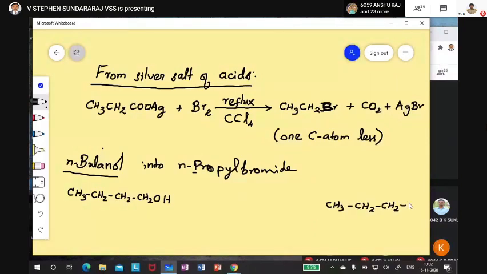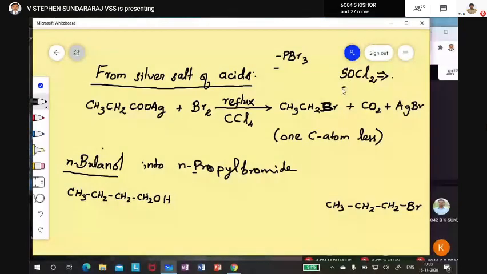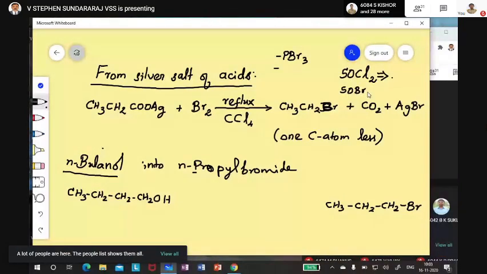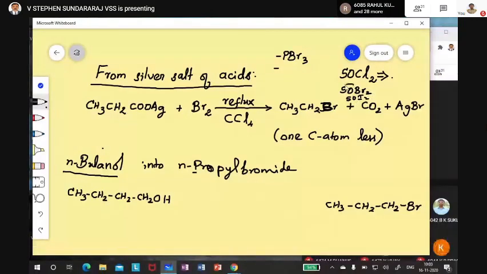Don't worry about this OH. OH can be easily converted into Br. You have a variety of reagents. One is PBr3. SOBr2 don't write because it is not stable, so SOCl2 is only for chloride. Note down that SOCl2 is the better reagent I gave. It is only for chloride because SOBr2 is unstable and SOI2 does not exist. That point also note down, it will be helpful.